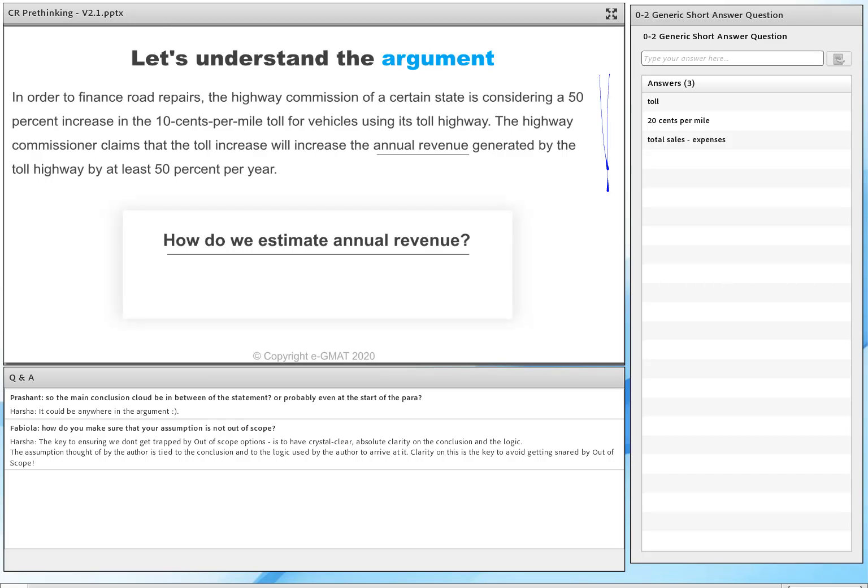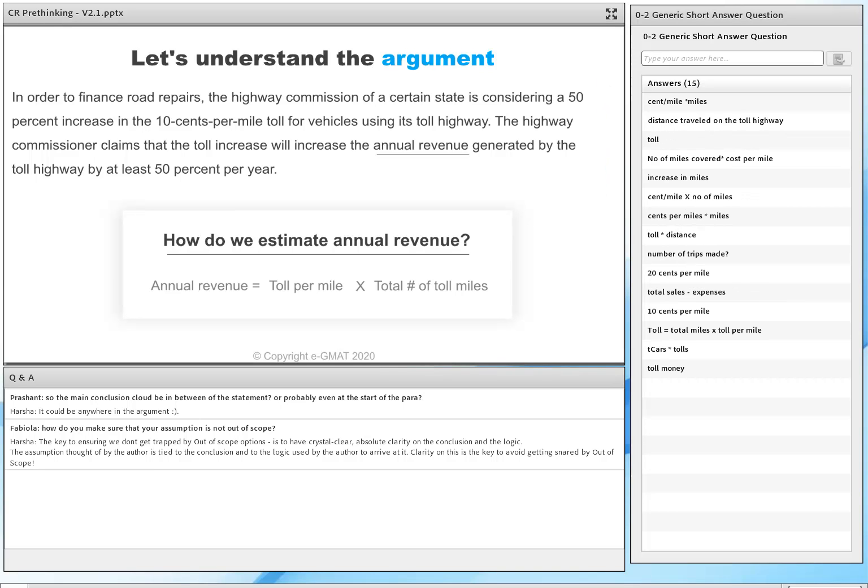Given the information in the argument, how do I estimate annual revenue? It's not the increase in miles. That's not sales miles as expenses. That's profit, by the way. That's not revenue. Number of miles multiplied by cost per mile. Yes, toll times distance. That's it. Your annual revenue is toll per mile multiplied by total number of toll miles.